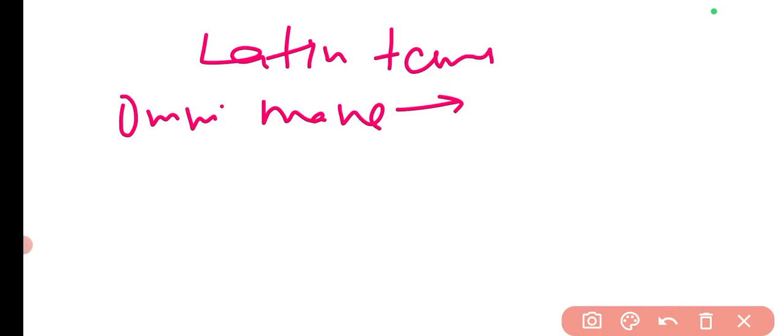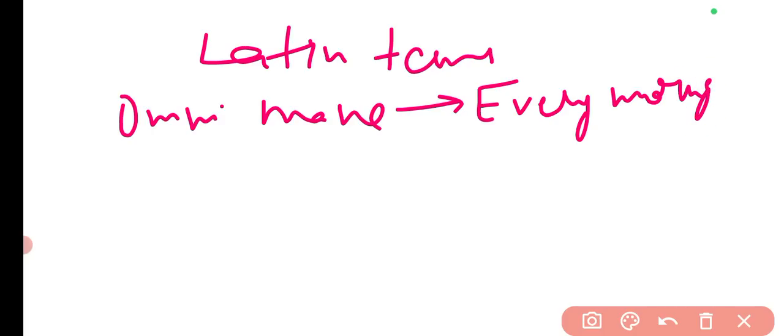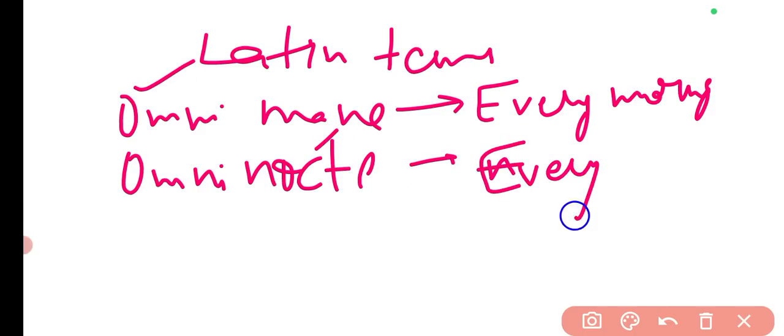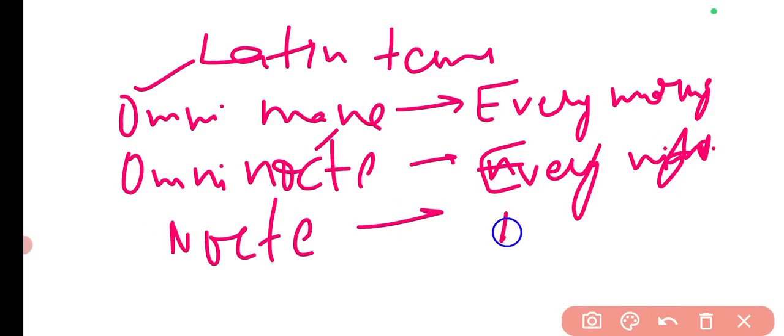Omni mane means every morning. Then omni nocte. Omni means every, and mane means morning. Nocte means night. Okay, so it means every night. Then nocte, simply nocte. So nocte means night. So these and this you can remember. Then there is a Latin term gentaculum.